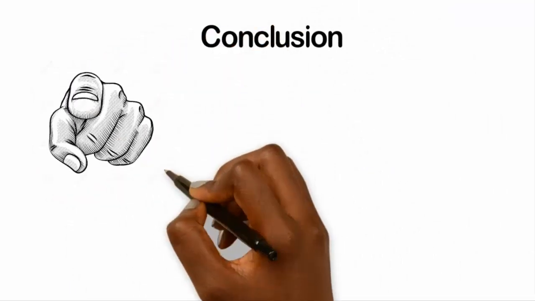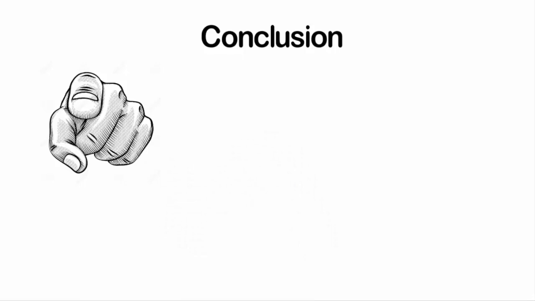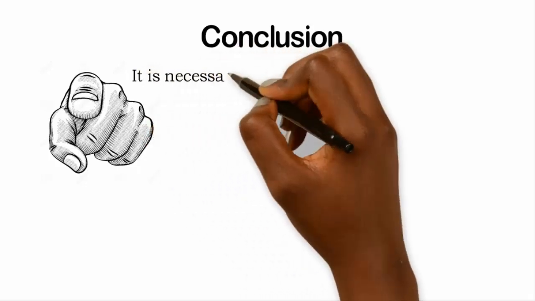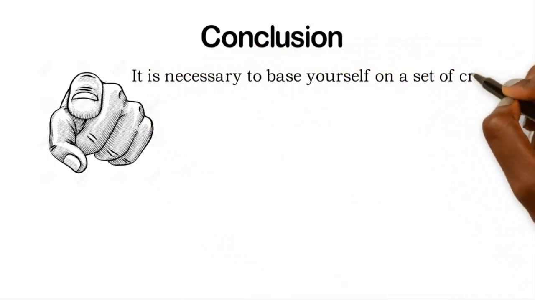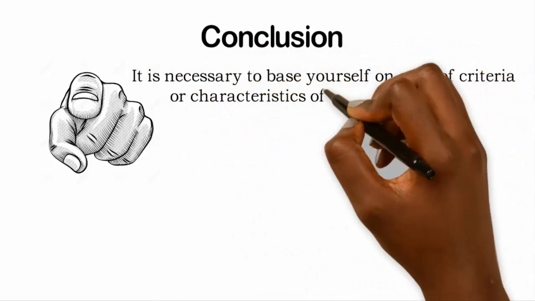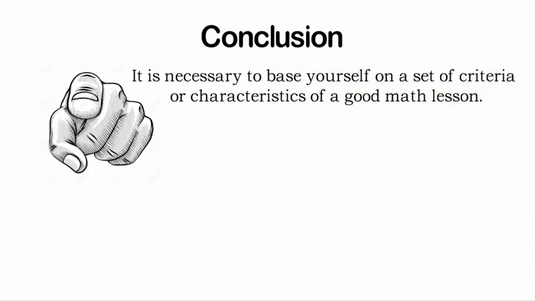Conclusion: you, as a mathematics teacher, must be able to self-assess your lessons by identifying the strengths, those that remain to be improved, and the avenues to do so, both in terms of your productions and that of your pedagogic approaches. Therefore, it is necessary to base yourself on a set of criteria or characteristics of a good maths lesson. These different characteristics of a good maths lesson that we have presented in this lesson should serve as a compass for better self-assessment. Here are some of these criteria.